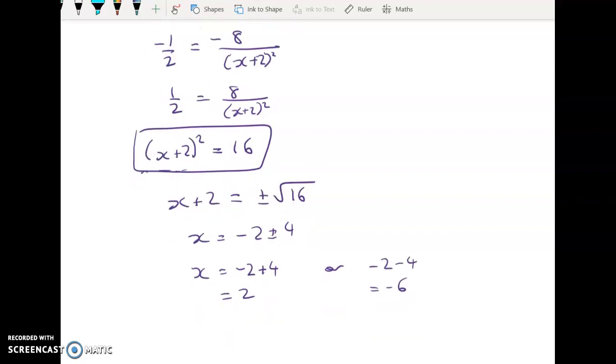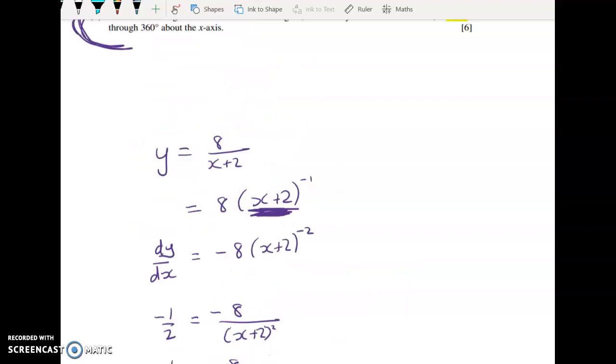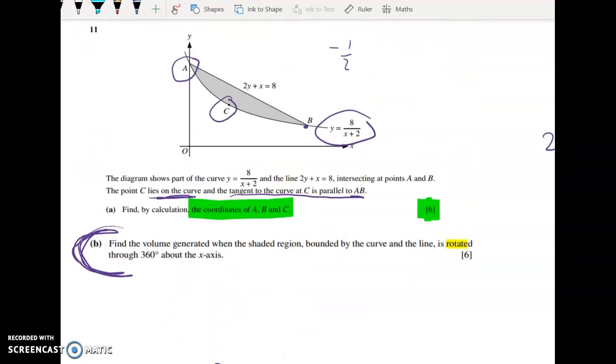Okay, so we've got those two x values. Sorry for the gap in the video. And we know that we want the one that is greater than 0. So we've got x is equal to 2. And we know that we're on the curve only, so we're going to put x equals 2 in there. And we're going to get y is equal to 8 over 2 plus 2, which is 8 over 4, which is 2. So point C has the coordinates (2, 2).